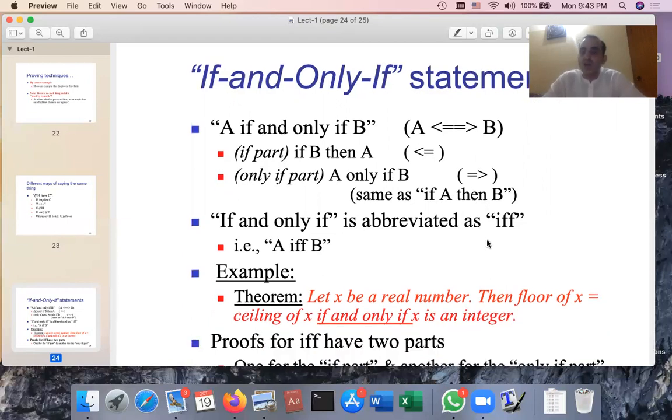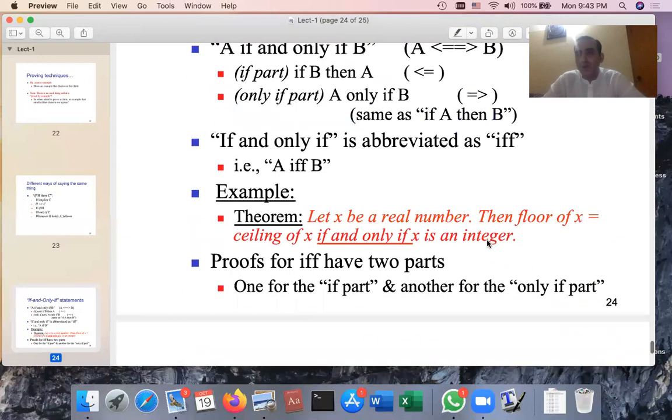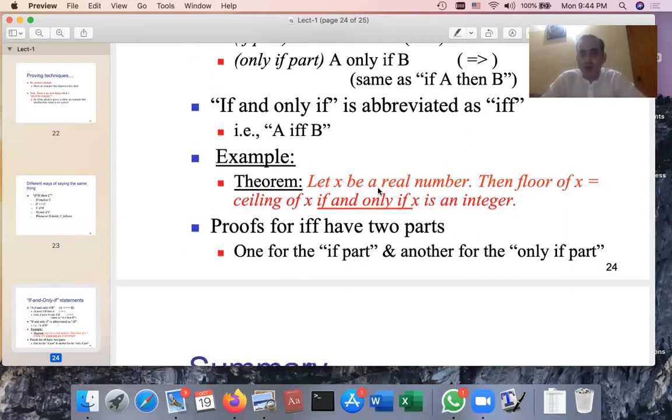Regarding the abbreviation, we know that iff is the abbreviation, and you have seen this if and only if in different statements. For example, this is the statement of a theorem: let x be a real number, then floor of x is equal to ceiling of x if and only if, which is underlined, x is an integer. If x is an integer, meaning a whole number, then the floor and ceiling of that integer would be equal. This example illustrates that here you can use if and only if.